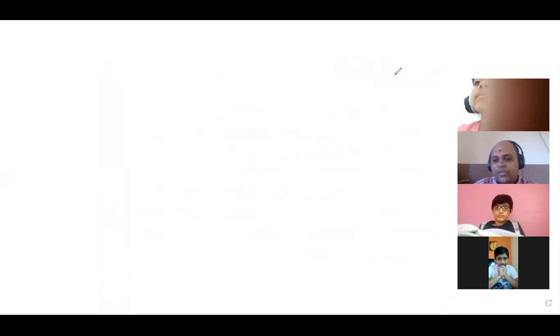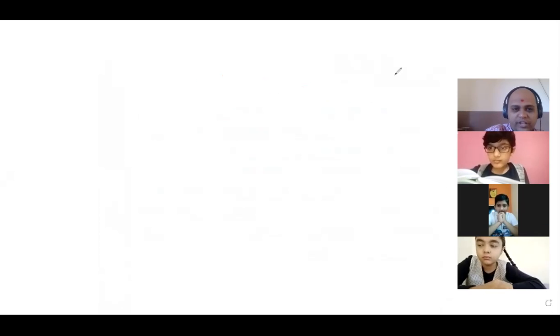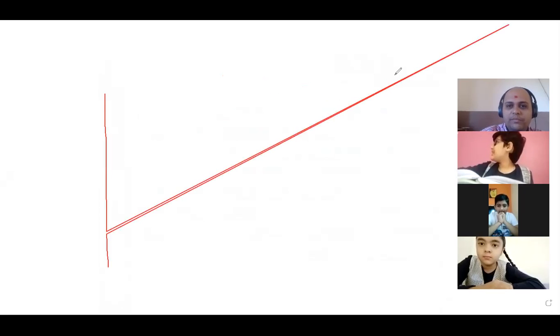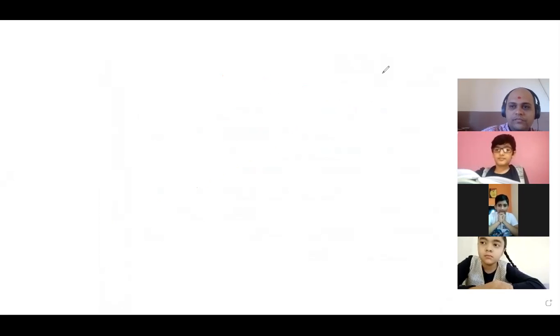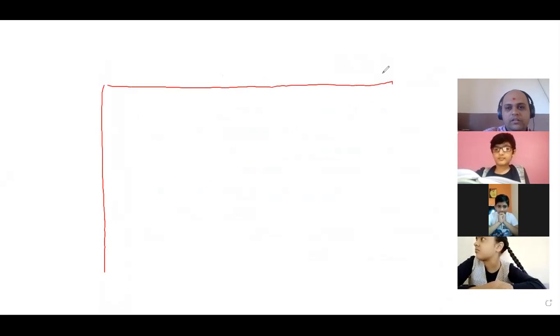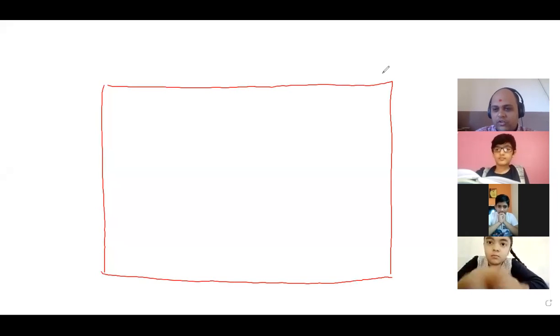So this is the common page. How does the Ahmedabad board look? It's a board game. So what do you do? You draw a rectangle. You draw a big rectangle.